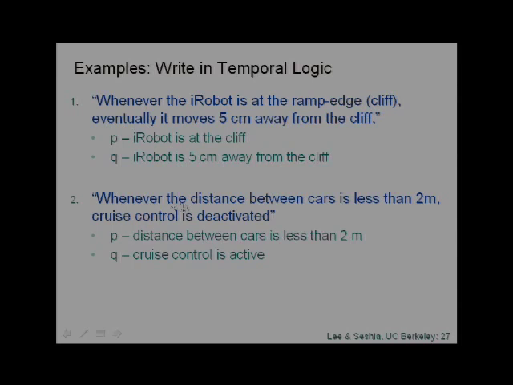It doesn't use this word eventually, right? So the one interpretation of it is, again, whenever means globally, this property is true, P is true, cruise control is deactivated. So in this case, I've defined Q to be cruise control is active. So probably you want something like that, right? So globally, P implies not Q.